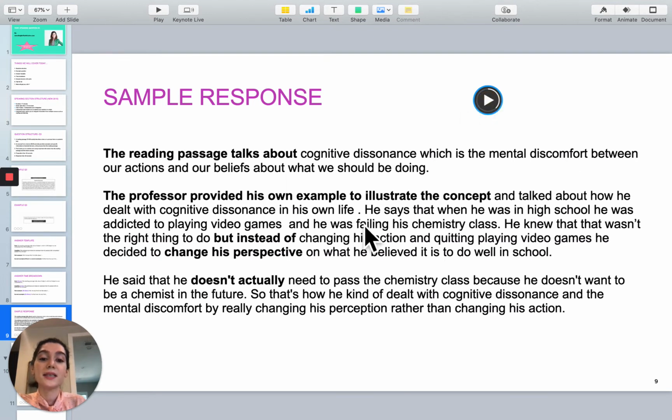So as you can see here, this was my transition line: the professor provided his own example to illustrate the concept. I did not even say "for example, he says that." I didn't say "first, he says that." I just said he says that when he was in high school.